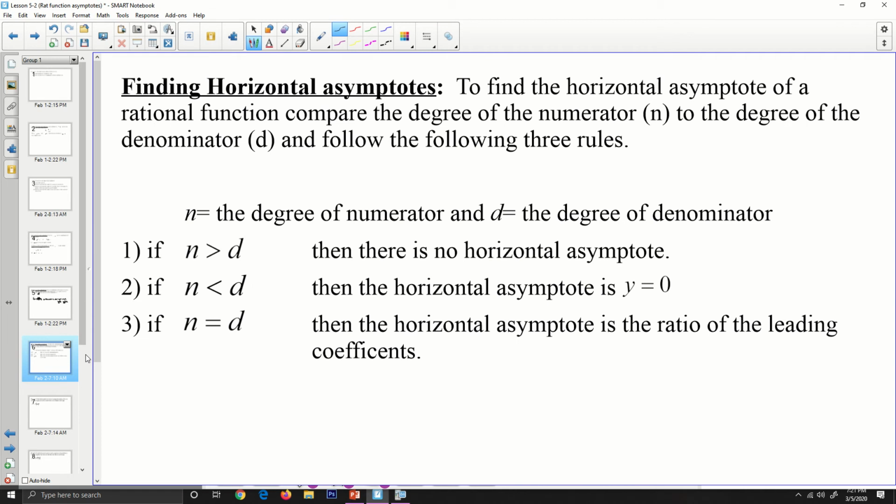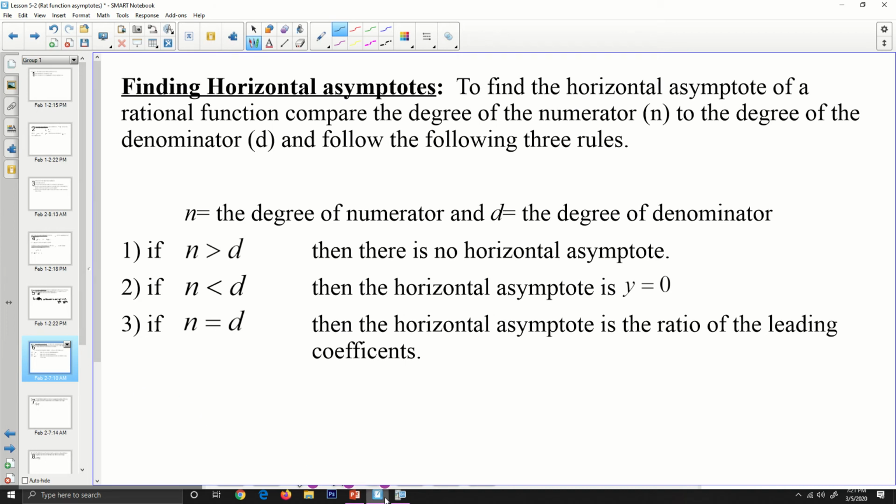All right, so finding horizontal asymptotes. To find a horizontal asymptote of a rational function, you compare the degree of the numerator, n, to the degree of the denominator, d, and apply the following 3 rules. If n is bigger than d, then there is no horizontal asymptote. If n is less than d, then the horizontal asymptote is y equal to 0, or the x-axis. And if n equals d, then the horizontal asymptote is the ratio of the leading coefficients.